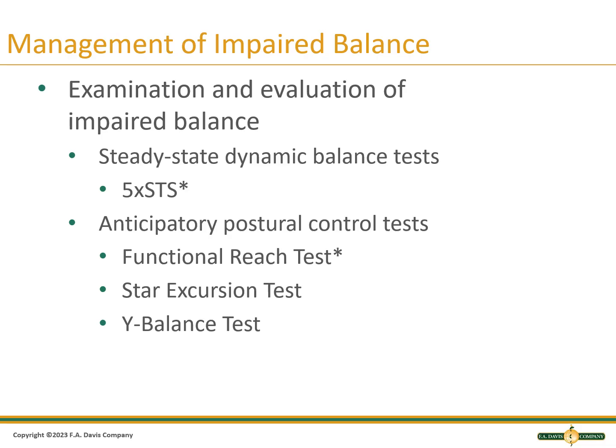Anticipatory postural control tests assess a patient's ability to make those proactive adjustments to maintain balance. Examples of these are going to include our functional reach test, the STAR excursion test, and the Y balance test.